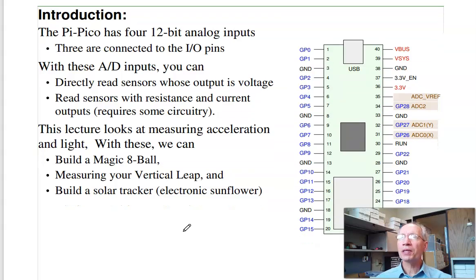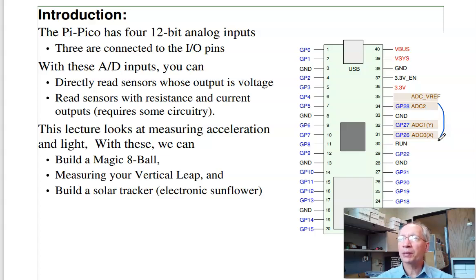So the Pi Pico has got 4 analog inputs, each is 12 bits. Those are connected to the I/O pins right here. With the analog inputs, you can directly read sensors whose output is voltage, and you can read sensors with the output of current or resistance, if you include some circuitry.